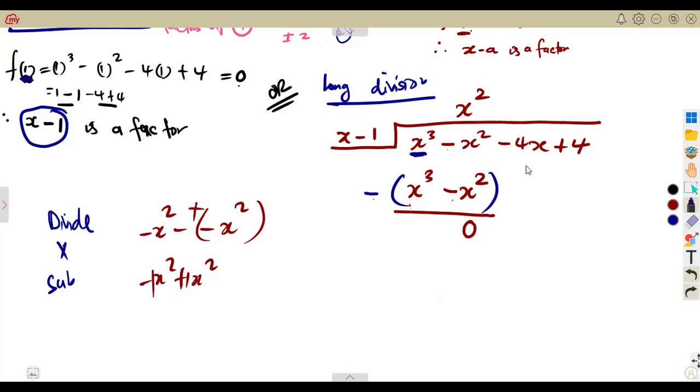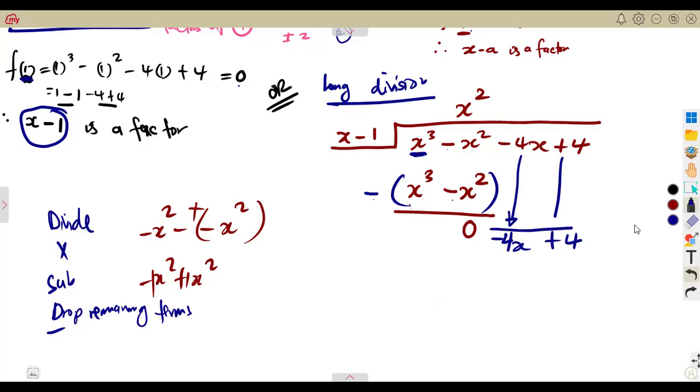So what are we going to do? We are going to drop the remaining terms after subtracting. So the remaining terms, we're going to drop this negative 4x, and drop this 4, that's a plus 4. So that's negative 4x, and that's a plus 4. Then we divide again. We repeat whatever we are doing there. Divide first term to the first term. So that is negative 4x to the first term, which is x. This and this will cancel. We've got a negative 4.